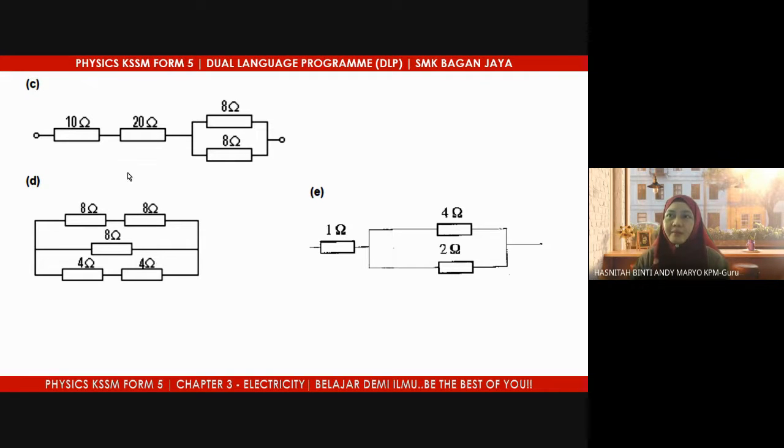C is a combination, D also a combination. We have 5, 8, 8. Here on the second branch we have 8. And on the third branch we have 4 resistors connected in series. And for E, we have 3 resistors, 1 ohm, and then 4 and 2 ohm in parallel, and later they are in series with the 1 ohm resistor.